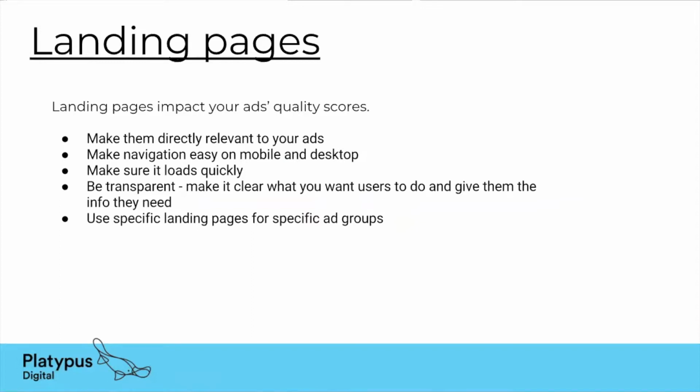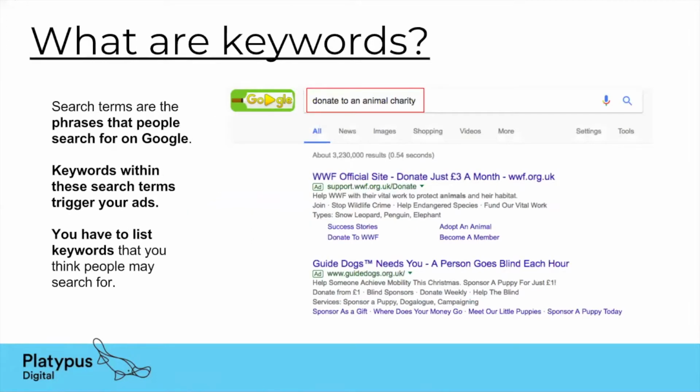So you want to just make it really clear what you're asking people to do in your ad copy and just give them the information they're looking for on the page. And try to use specific landing pages for specific ad groups. That means if you can break out the landing pages for the different ad groups and not just have a whole load of ad groups all pointing to the same landing page, then you're much more likely to get nice high quality scores. Your ads are going to appear in more places, and you're going to save your budget through the ads that you do put out there.